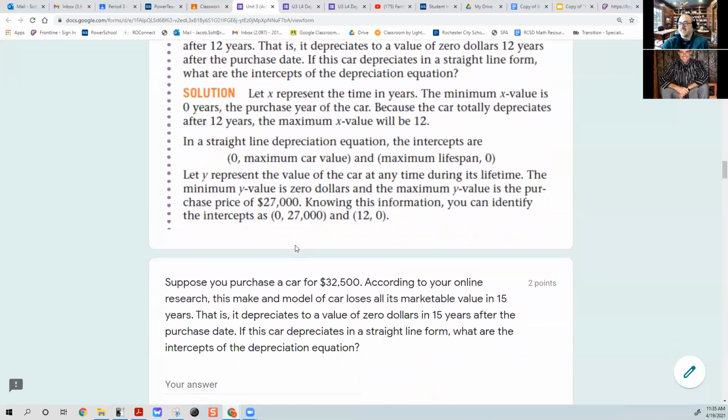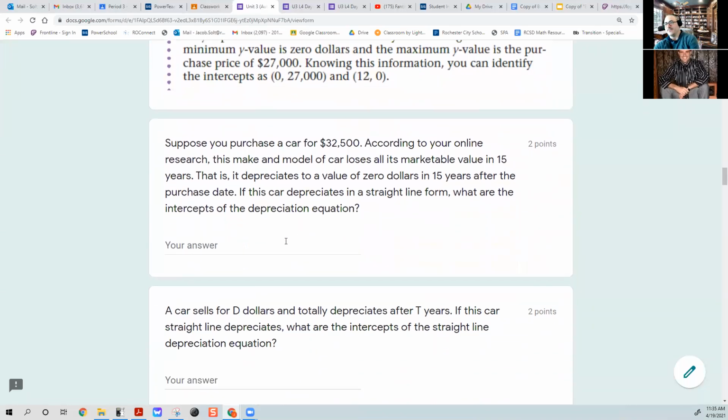All right, so let's actually apply this. Let's see how you do. Suppose you purchase a car for $32,500. According to your online research, this make and model of car loses all of its marketable value in 15 years. That is, it depreciates to a value of $0 in 15 years after the purchase date. If this car depreciates in a straight line form, what are the intercepts of the depreciation equation?